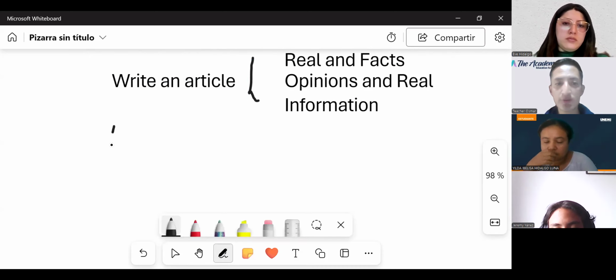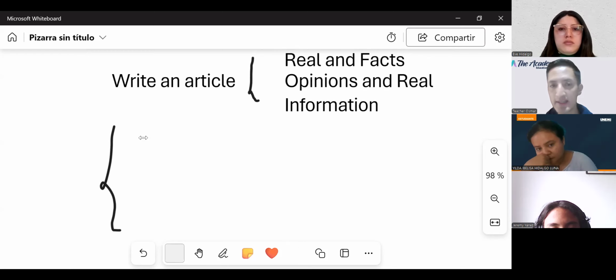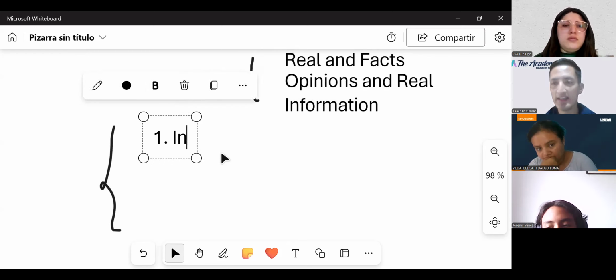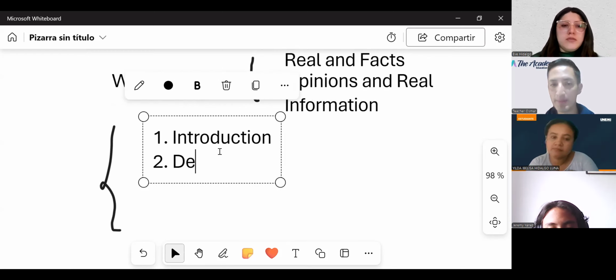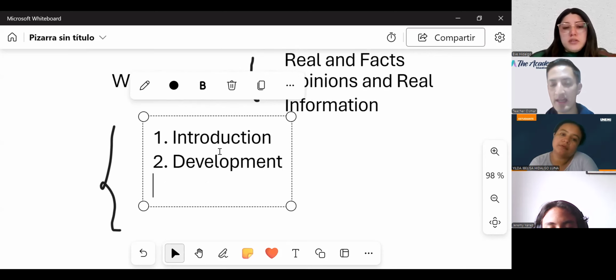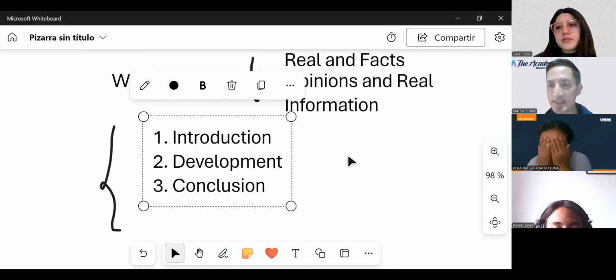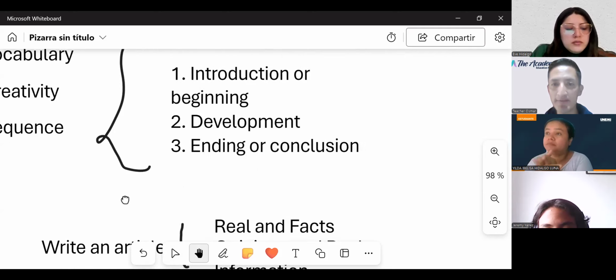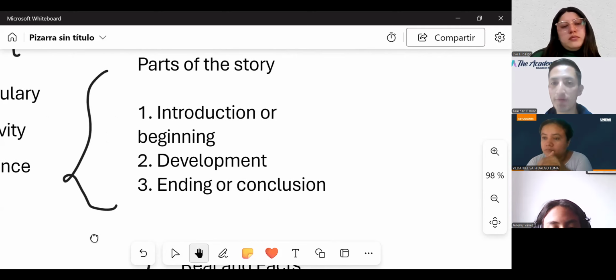Yeah, so what are the parts of the article? Don't you forget, this is divided also in 3 parts. Introduction, development, and conclusion. As you can see, if you compare this to the story, it's kind of similar, but the only difference, remember, in the case of the story, can be real or fiction.